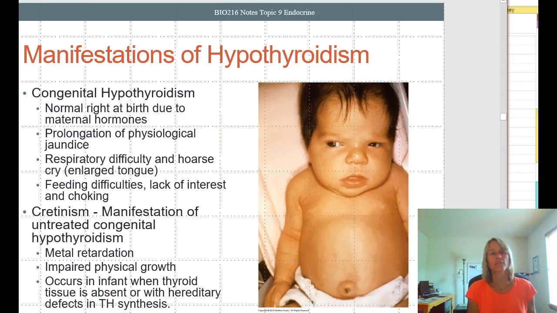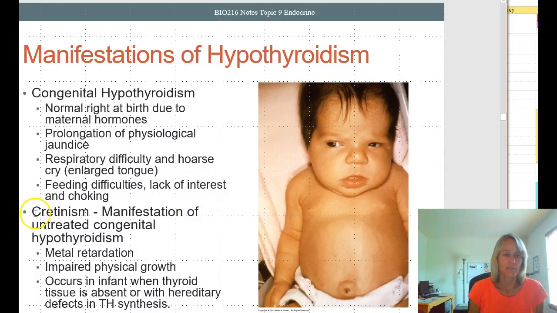Congenital hypothyroidism is when a baby is born, they're normal right at birth due to maternal thyroid hormone, but we see prolongation of physiological jaundice and respiratory difficulty and hoarse cry due to enlarged tongue, some feeding difficulties and lack of interest, and choking.